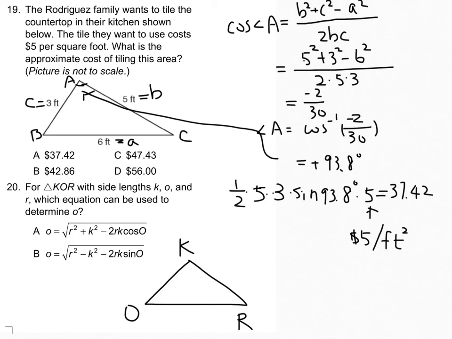Number 20. For triangle KOR with sides K, O and R, which equation can be used to determine O? Because this is looking for the side, the answer should be pretty straightforward and direct. It's the cosine function. You have 3 sides. In order for you to find one of the sides, you will need to use the cosine. So obviously, between A and B, only A has the cosine function. It's calling for the cosine function. So the answer is going to be A for 20. So 19 and 20 are both answer A.